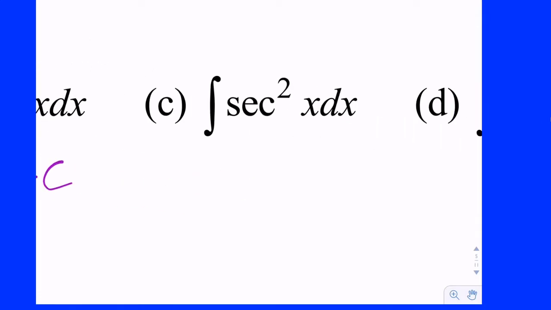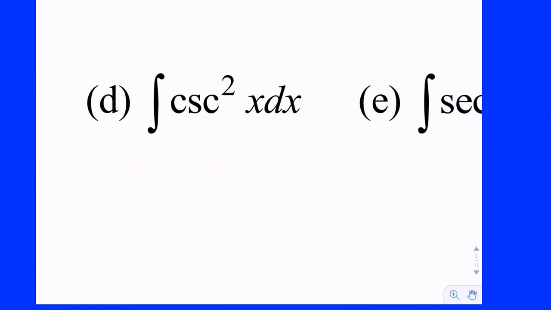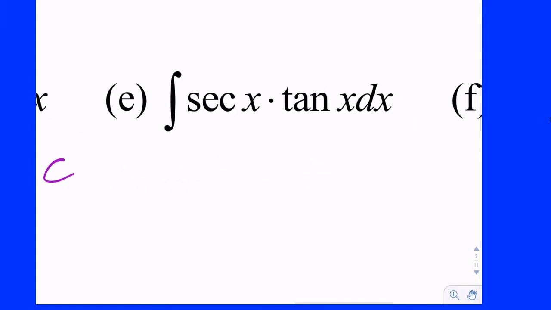The antiderivative of cosine: sine of x plus c. Good. Secant squared: tangent of x plus c. Good. Cosecant squared: negative cotangent of x plus c. Good. Secant tangent.